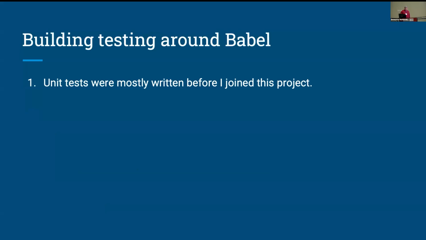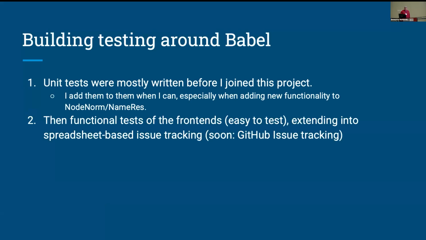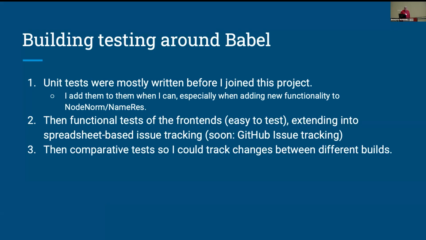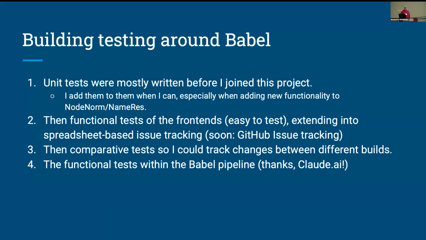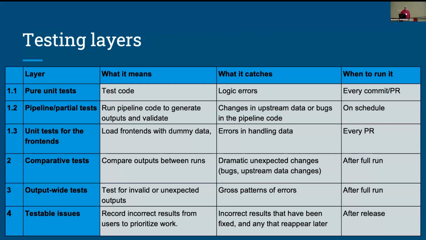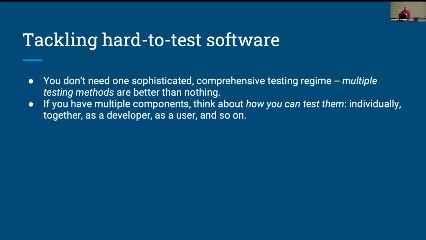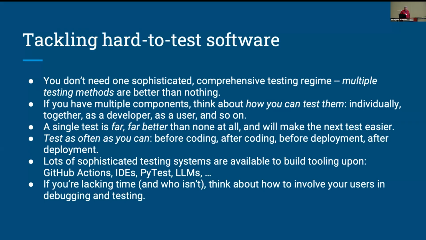So in summary, we started with unit tests, then moved on to functional tests of the front end, then comparative tests so I could track changes between them, and then functional tests within the individual pipeline. And that's how I broke down this big problem. Here's a table with all of the testing layers, if that's something you're interested in, and the lessons learned from this.